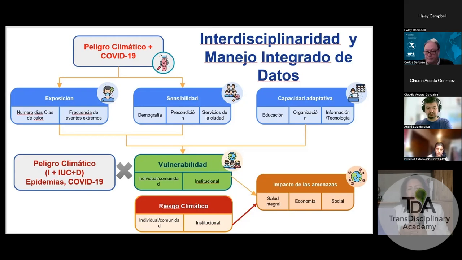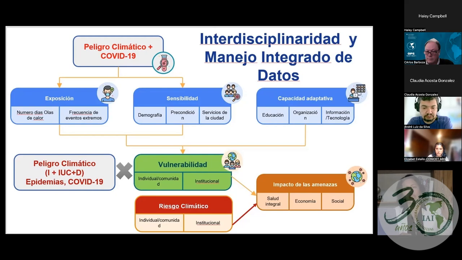Todo eso hace un factor de vulnerabilidad, y esa vulnerabilidad puede ser individual, puede ser de la comunidad, puede ser institucional, pero que conjuntamente con la amenaza climática o ese peligro que ya lo estamos estudiando de otra manera, nos conforma el riesgo climático. Y ese riesgo climático va a producir impacto en la salud, impactos en la economía e impacto en las condiciones sociales. El objetivo nuestro era determinar justamente cuáles son esos factores determinantes de esa vulnerabilidad y ese riesgo climático en nuestra ciudad.